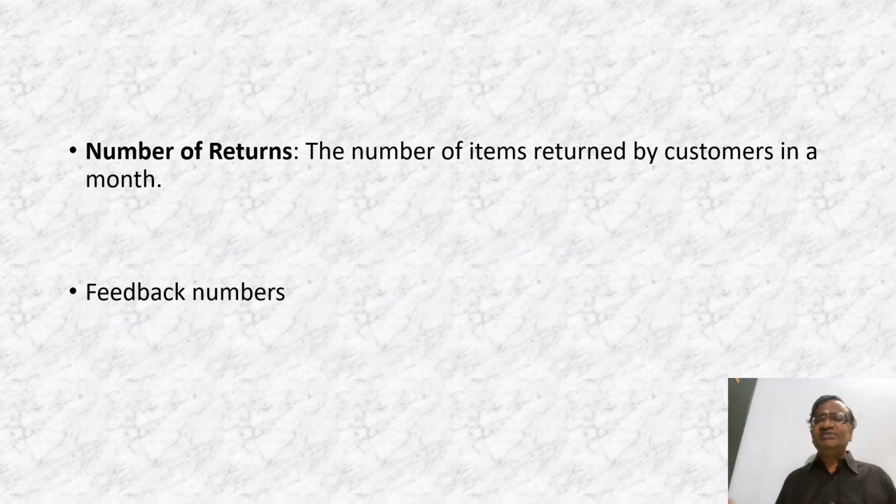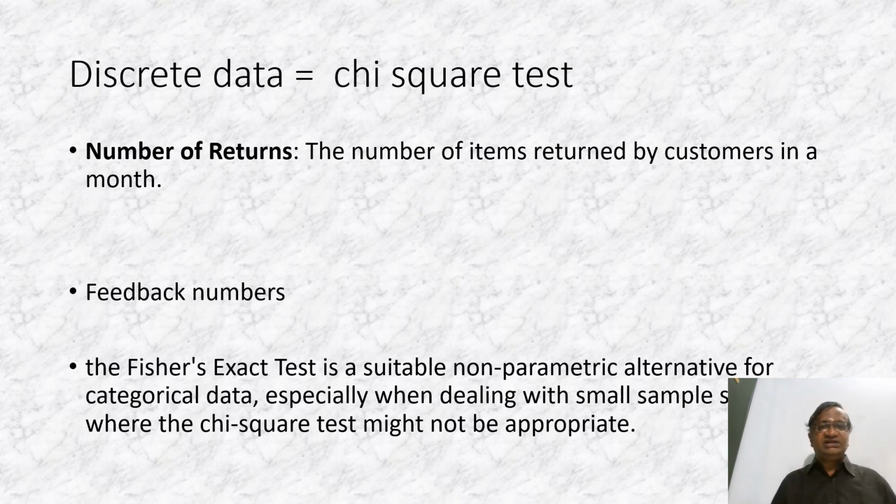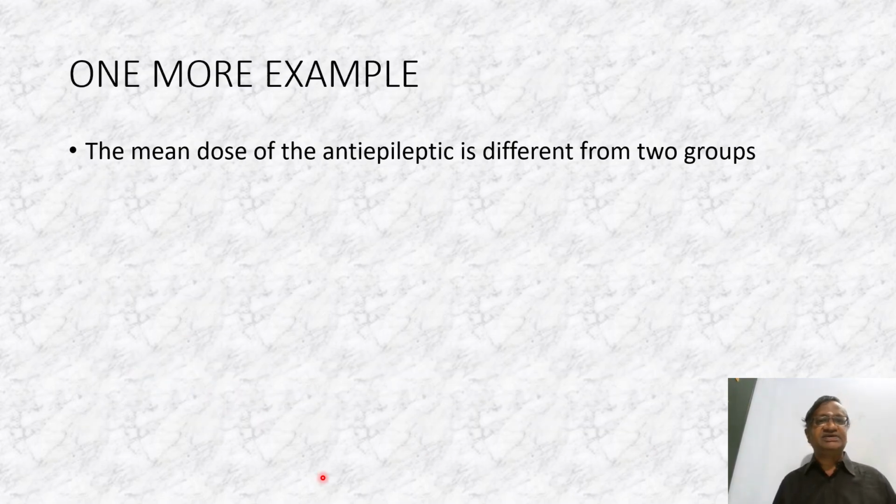What is the number of items returned by the customers in a month? Feedback numbers. How many people have given feedback? All these things form discrete data, chi-square test. Fisher's exact test is a suitable non-parametric alternative for categorical data when dealing with small sample size where the chi-square test might not be appropriate. We can use Fisher's exact test.